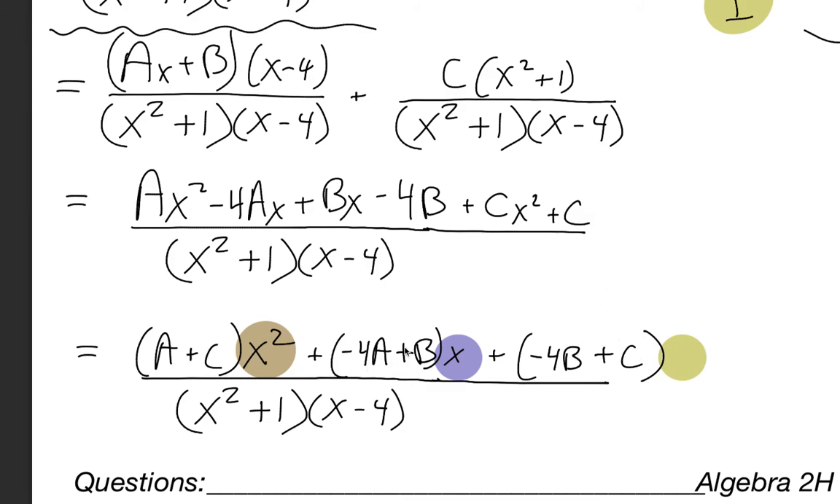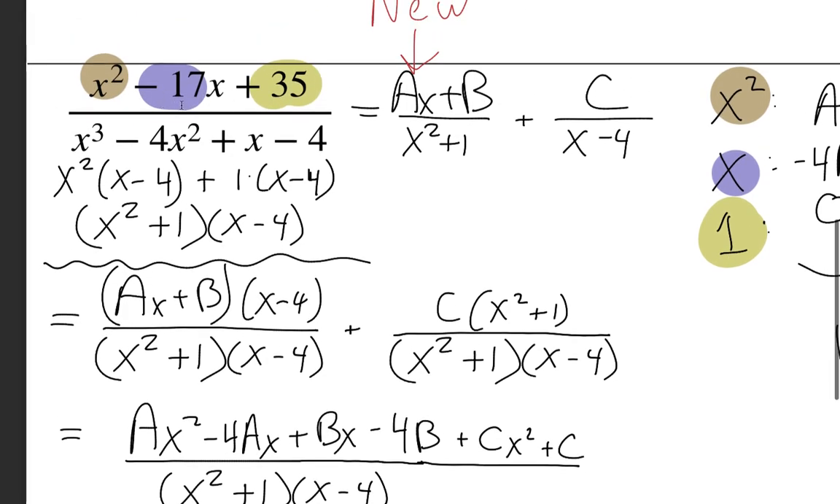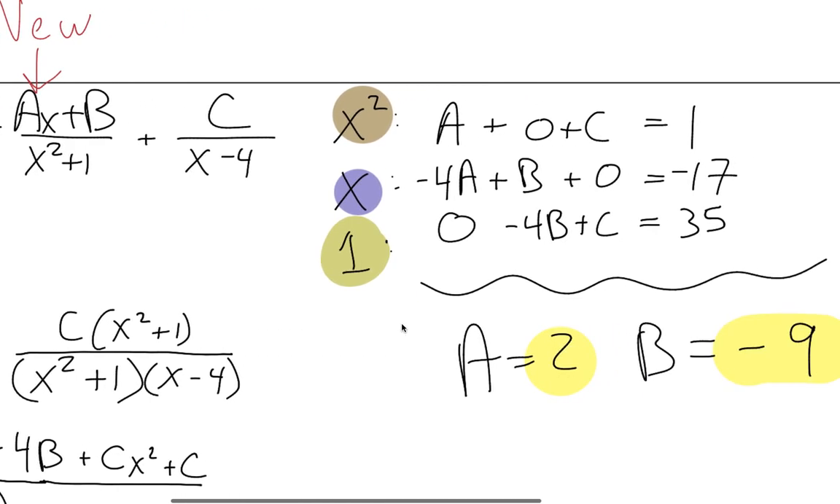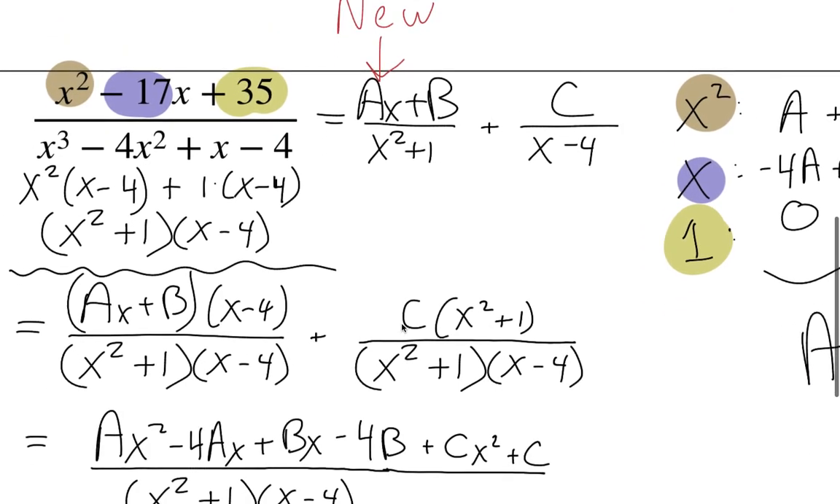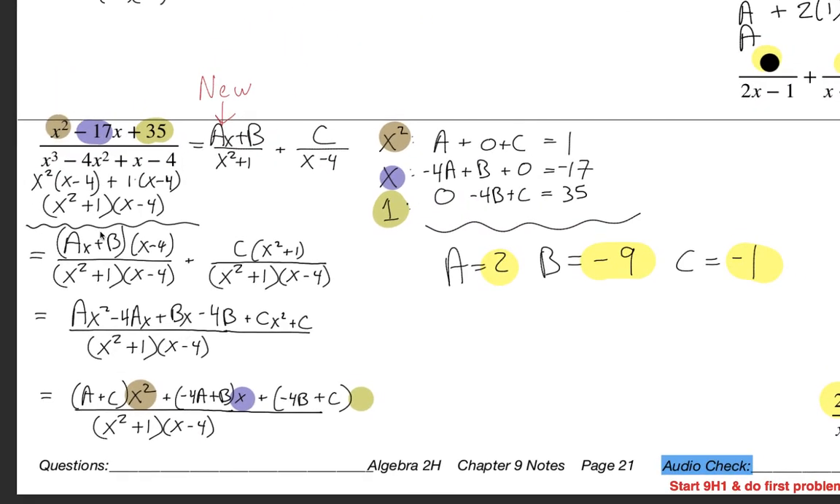So we group them by like terms. And if this fraction is going to be equivalent, if this is going to be an identity, then we need to figure out what a, b, and c are. Comparing this quadratic term with this quadratic term, a plus c has got to equal 1, because there's an invisible 1 right here. Negative 4a plus b has got to equal negative 17, because that's what that is. There's no c term. Negative 4b plus c has got to equal 35.